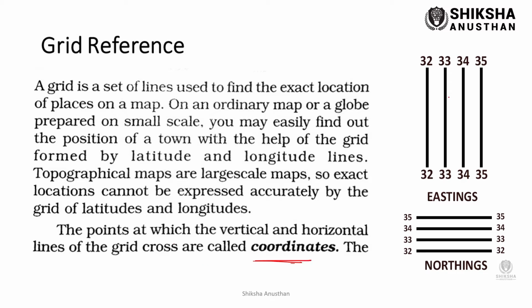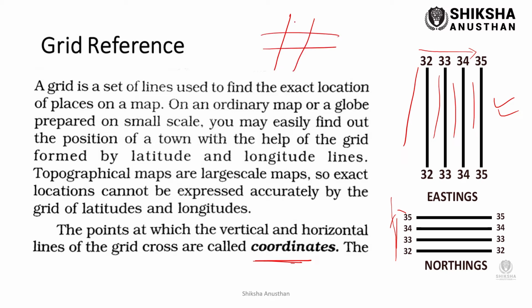See, these vertical lines in topographical maps are called eastings. As you can see, the numbers increase towards the east. Then these horizontal lines are called northings. As you can see, these numbers increase towards the north. And in a map, these eastings and northings crisscross each other and form a grid-like pattern.